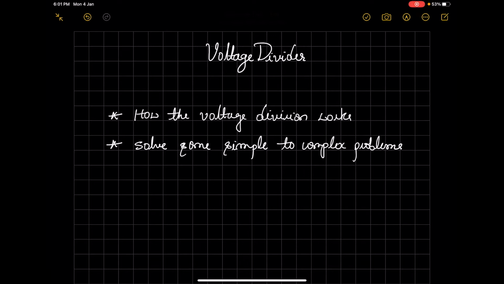In this video, we'll be seeing everything you need to know about a voltage divider. We'll first talk about how the voltage division works, and then finally we'll solve some problems from simple to complex to understand their application in a practical circuit. So let's get started.